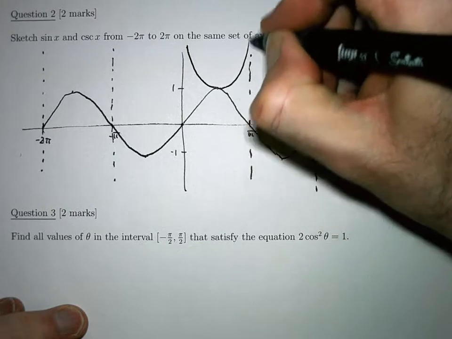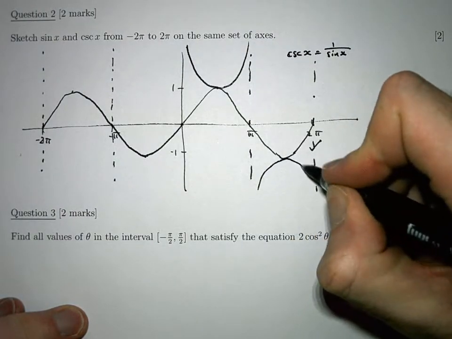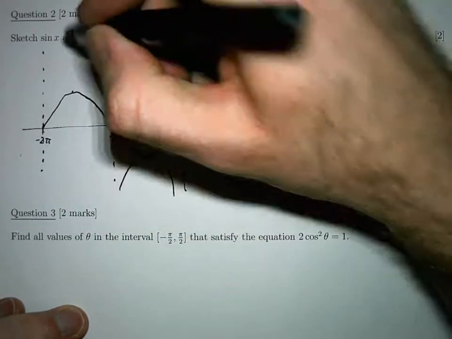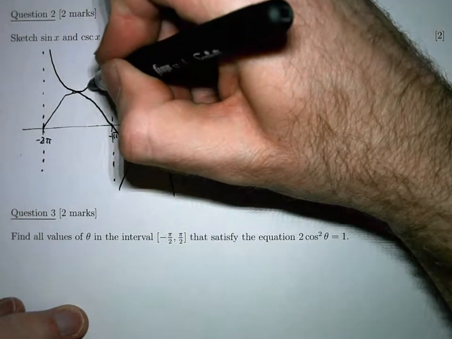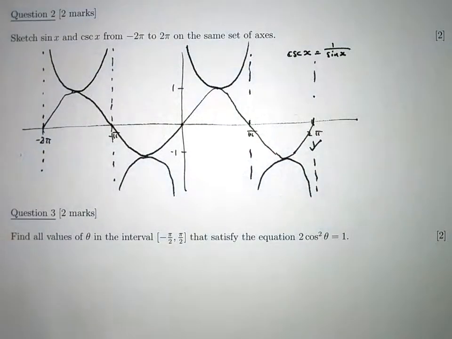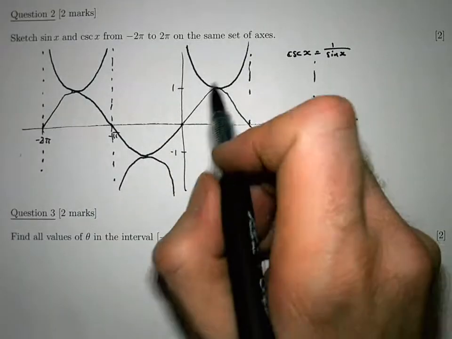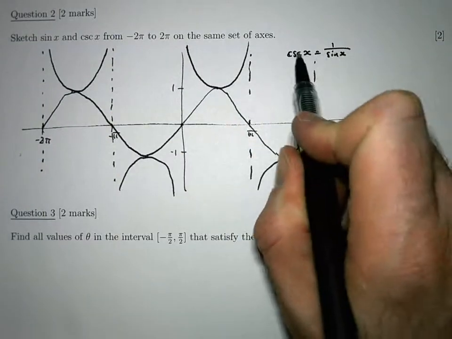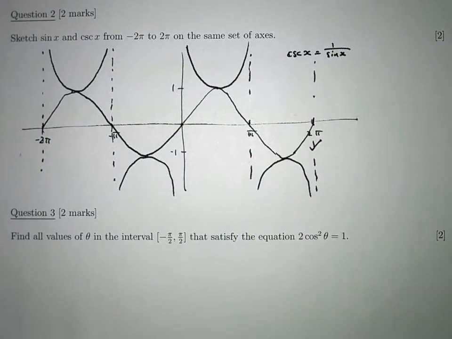So your cosec graph looks something like that, with its asymptotes and shooting off to positive and negative infinity depending on which side of the x-axis sine is. Some of you didn't make these touch. They must touch because of course when sine x is 1, then cosec of x is also going to be 1, and that would have got you your other mark.